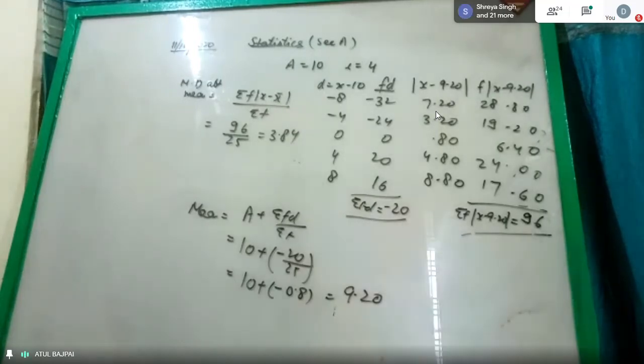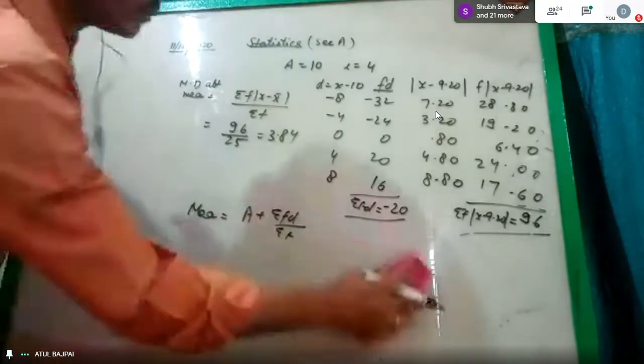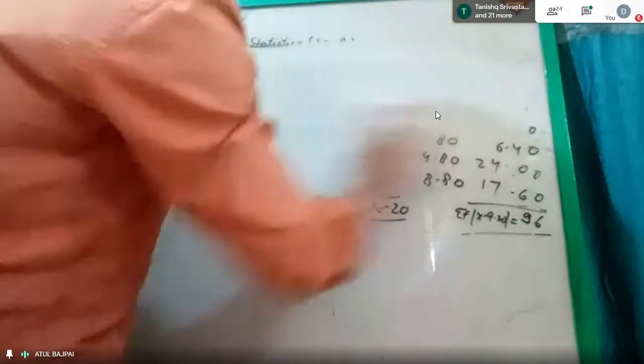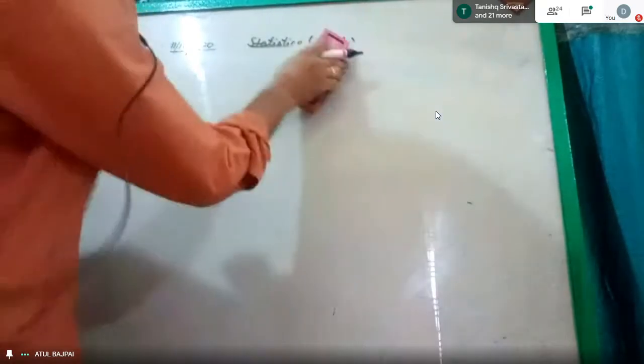Now, next question. Calculate the mean deviation about mean of first n natural numbers. Do you have time? How much time is left? What's the time right now? Sir, 12:27. Variance is left.